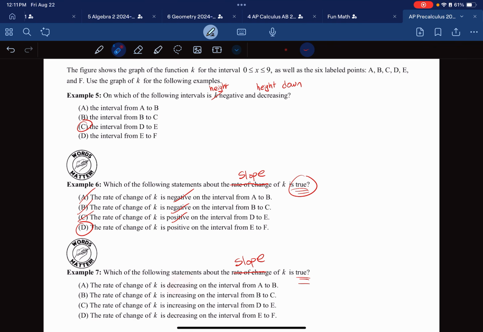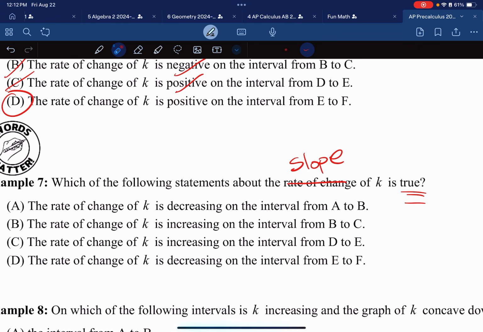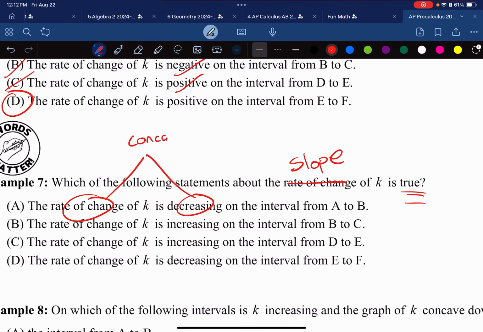And, oh, whoa, words matter. This is talking about slope is negative. This is saying slope decreasing. They are not the same thing. This is saying that the slope is decreasing. Slope decreasing is the same thing. This and this put together means that we are concave down. If the slope is changing, then you have curvature. Curvature is talking about concavity. This says concave down between A and B.